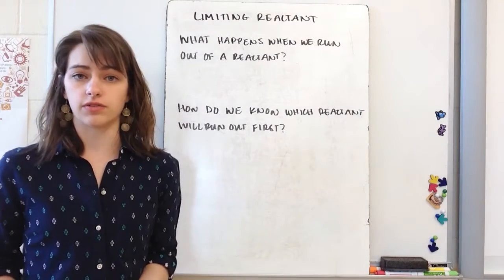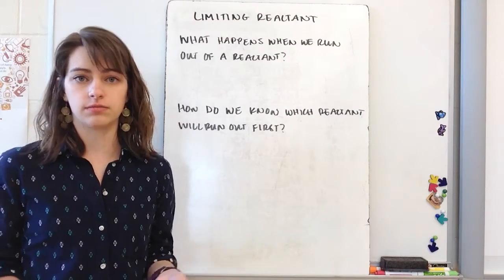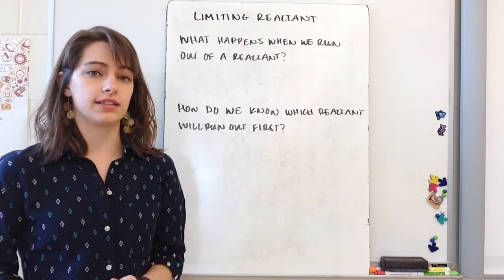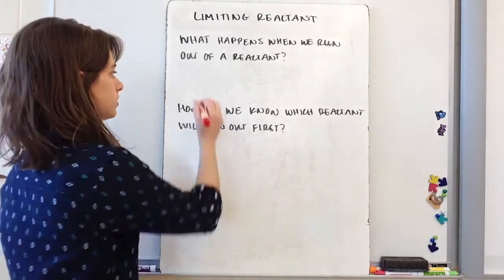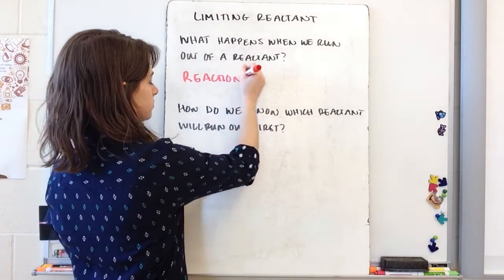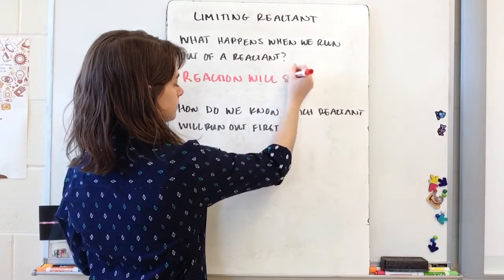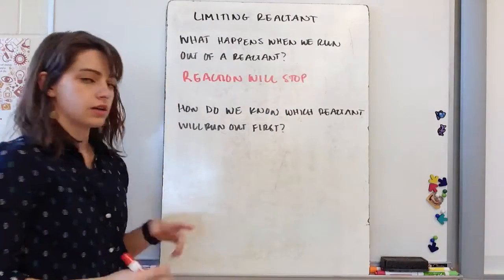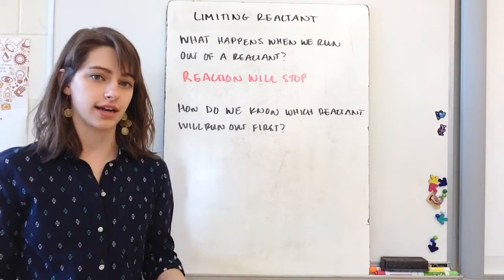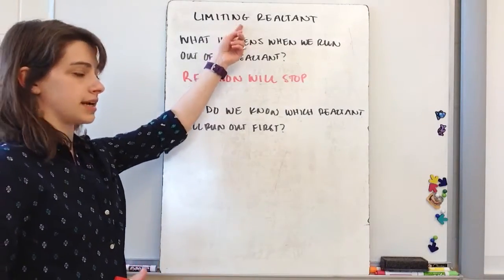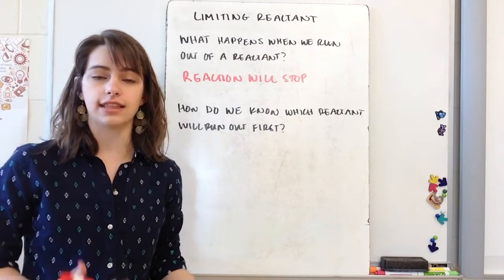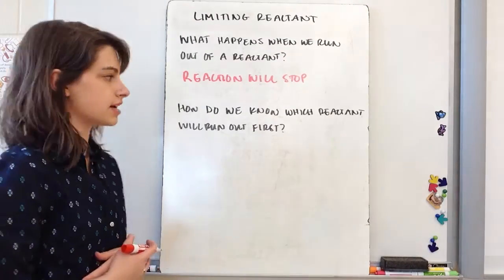So if you run out of one of your reactants, what's going to happen to your reaction? Well, your reaction's going to stop. If you run out of one of your reactants, you cannot continue reacting. So the reaction will stop. Okay, so if the reaction stops, that's what's going to limit how much product is made. That's why we call these types of problems limiting reactant. We are going to run out of a reactant that will limit how much product we can make.